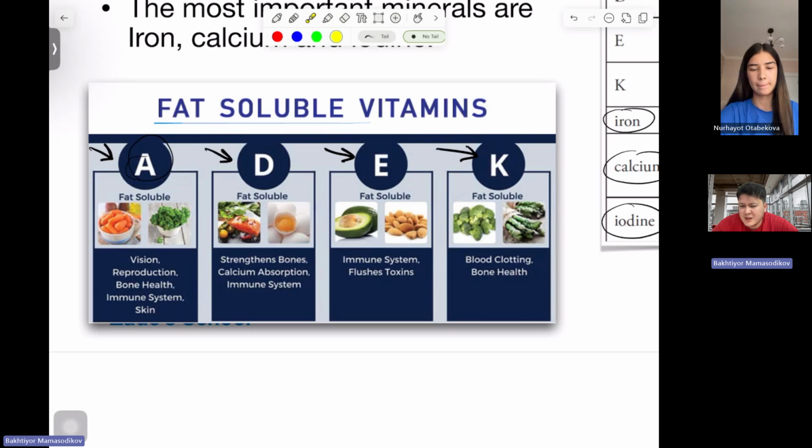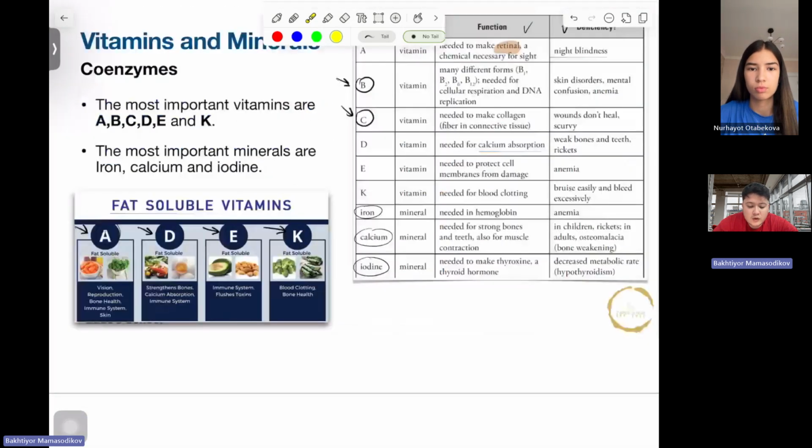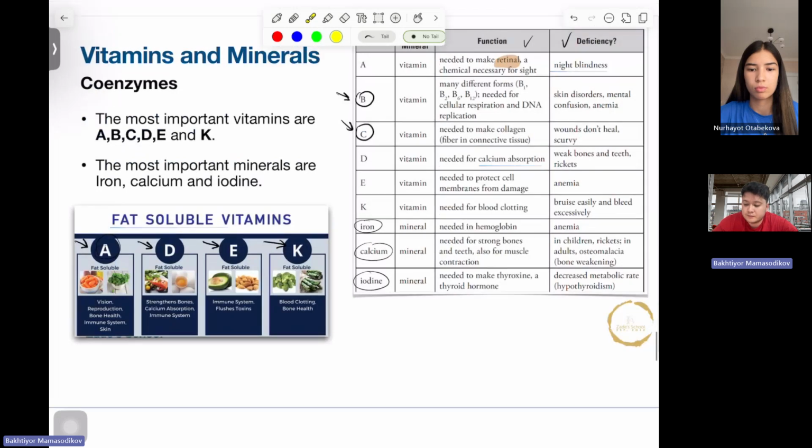So vitamin K, it's fat soluble also. You can see it in broccoli. It's good for blood clotting, and it's good for bone health as well. Okay, so most important vitamins: A, B, C, D, E, and K. Most important minerals: iron, calcium for the bones, and iodine for the thyroid gland. Okay, iron for the hemoglobin.